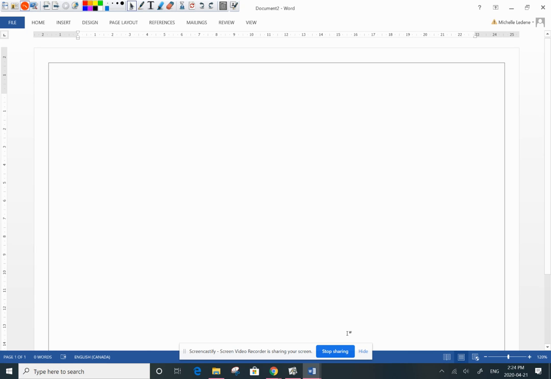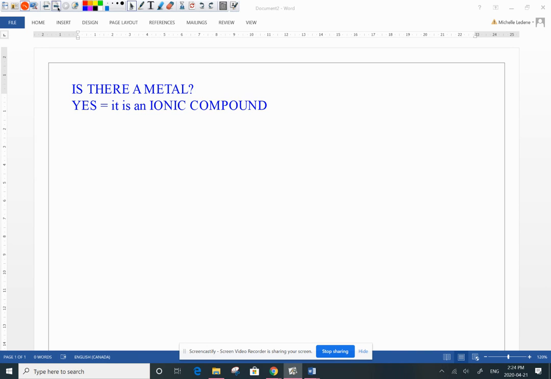Hey there, Science 10s. Today, I would like for us to make a little study card. And on this study card, we are going to summarize the different types of ionic compounds that we would see.